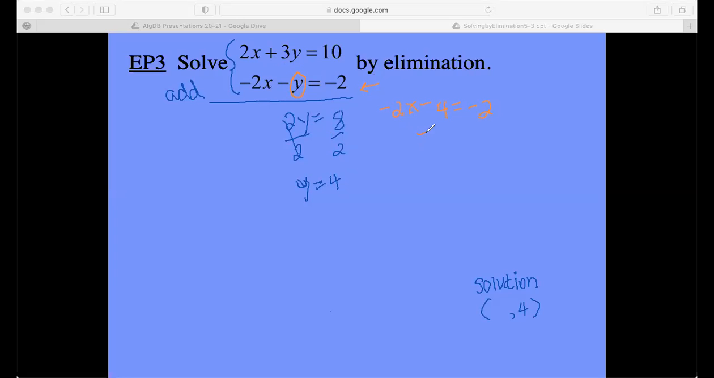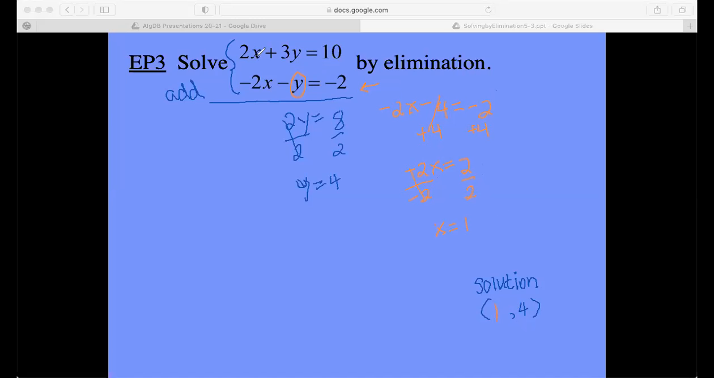So now I can add 4 to both sides. And I get that negative 2x is equal to negative 2 plus 4, which is 2. Divide both sides by negative 2. And I get that my x value is 1. And I plug that into my solution. All right, remember, I can check. I'm just going to do a mental check here.